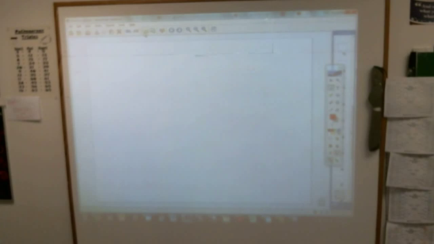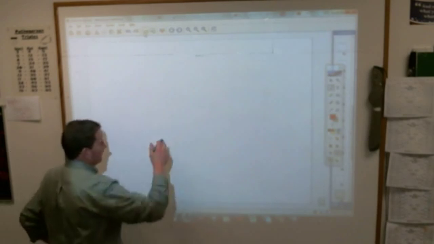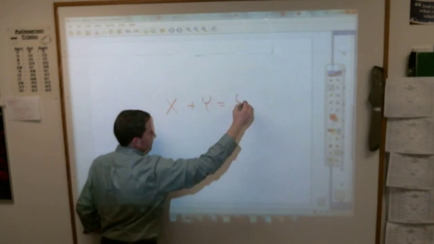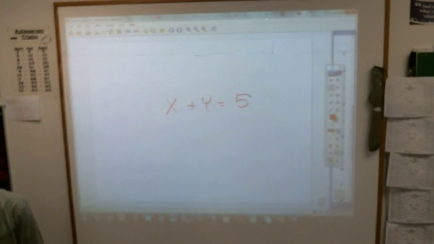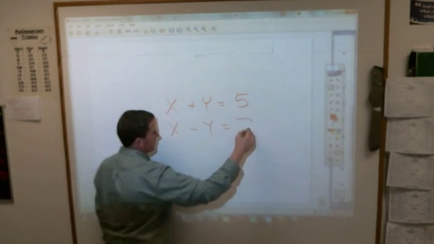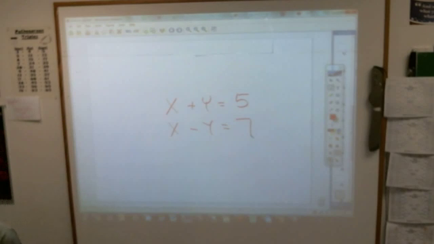Look at example E. Example E says, Tanisha is thinking of two numbers. The sum of the numbers is 5. She's thinking of one number plus another number gives her 5, correct? And Tanisha says, when the smaller one is subtracted from the greater one, the result is 7. X minus y is 7. Graph this system and find the answer.